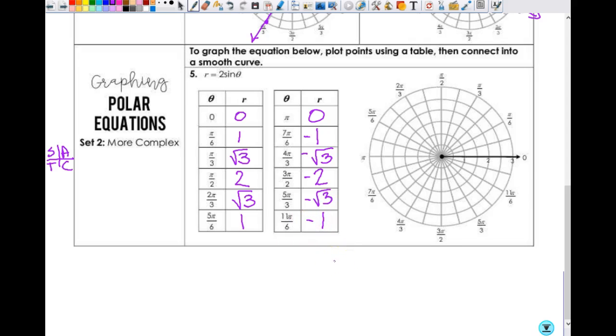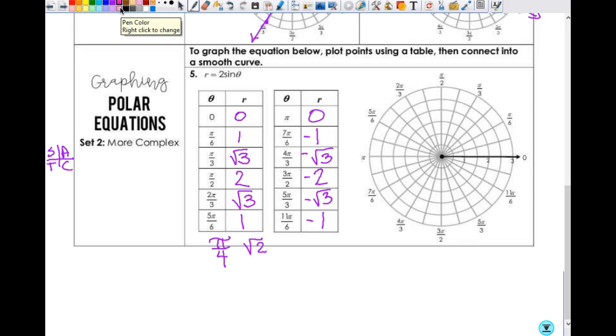Now, what's not on here are the pi fourths angles, and we're not going to fill them all in. We're just going to do one of them. What's the sine of pi fourths? Square root of 2 over 2. And when I multiply it by 2, I get square root of 2. So in order to plot some of these points, we're going to need to estimate, and we'll talk about estimating in just a minute. But we're just going to plot the easy ones, the ones that I don't have to worry about the square roots on.